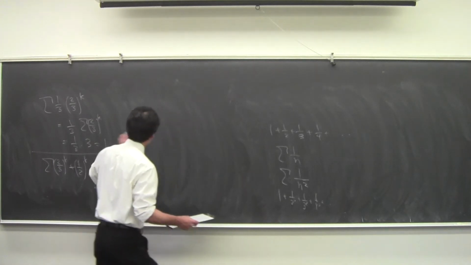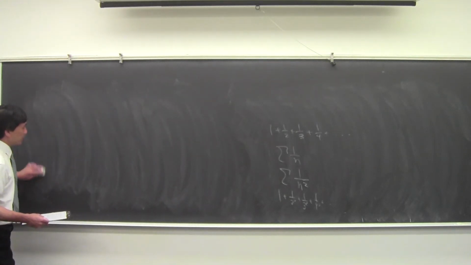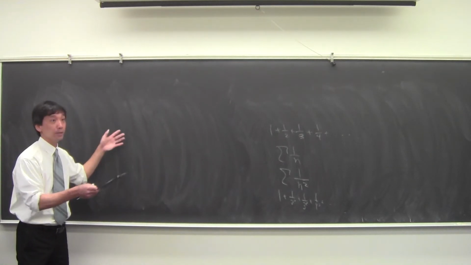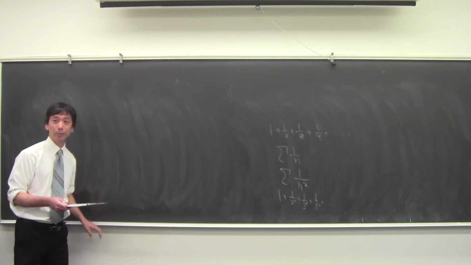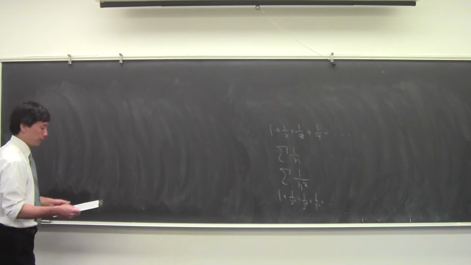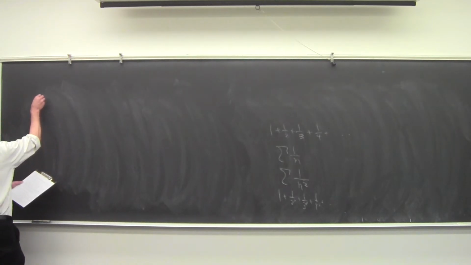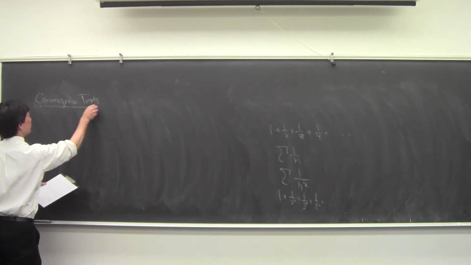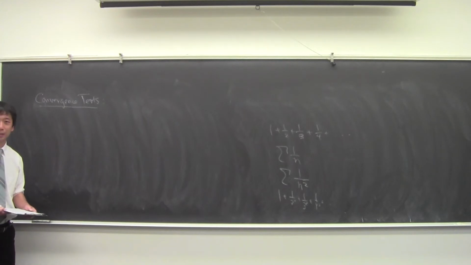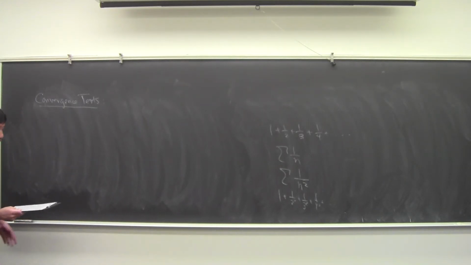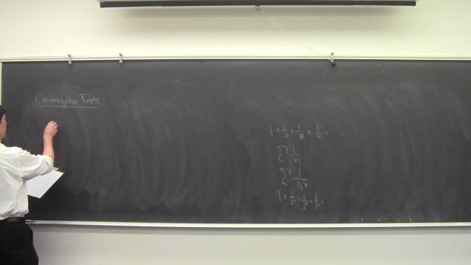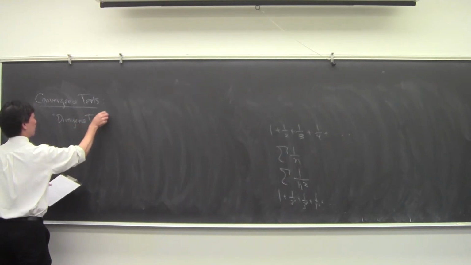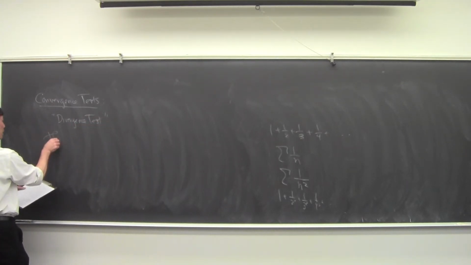So we want to have some tests so that somebody gives you a series, and you say, okay, by such and such a test, I can see that this thing's going to have a limit or won't have a limit. These are called convergence tests, and this is all we're going to be concerned with for quite some time, at least a week or 2 weeks maybe. So the first one is called the divergence test, and it goes like this.